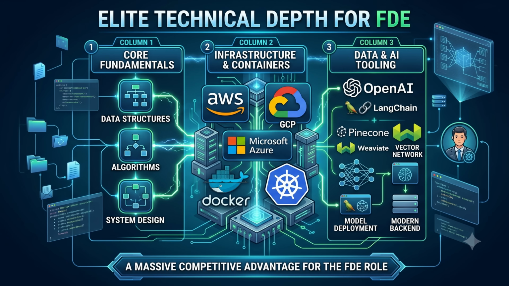1. Elite technical depth. First and foremost, you must be an exceptional engineer. You need strong fundamentals in data structures, algorithms, and system design. You need to be deeply comfortable with cloud infrastructure like AWS, GCP, or Azure, containerization, Docker, Kubernetes, and modern data backend systems. In today's market, having a strong grasp of AI tooling, vector databases, and model deployment pipelines is a massive competitive advantage.